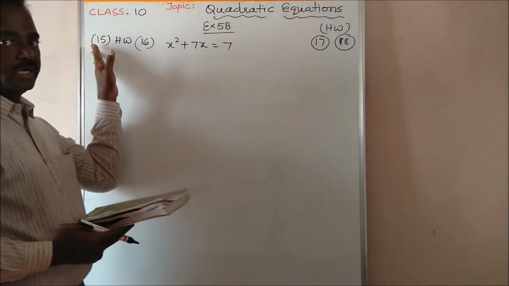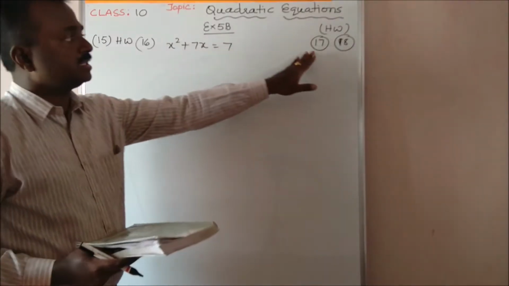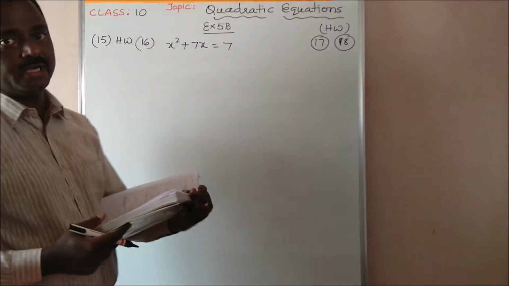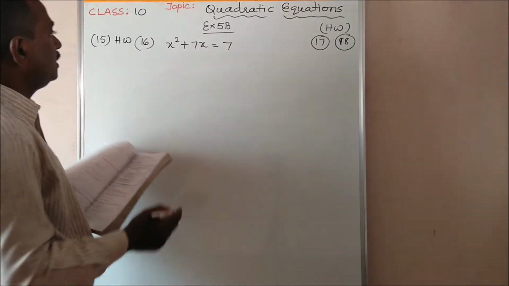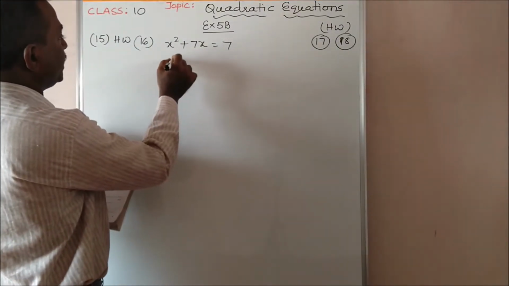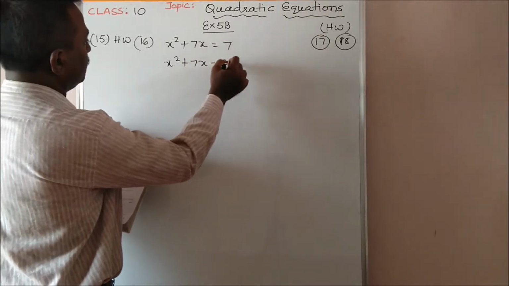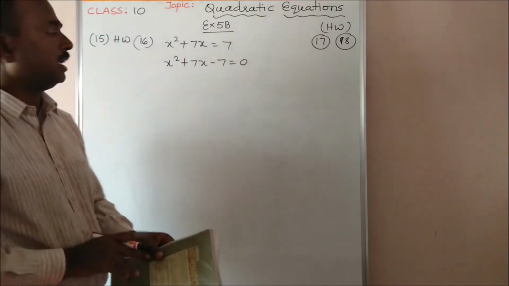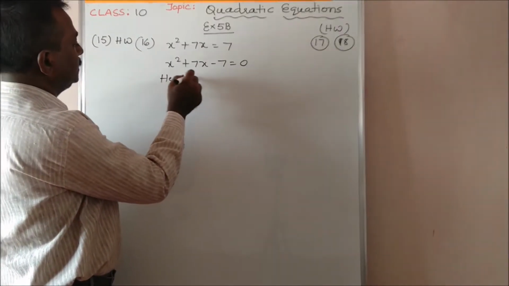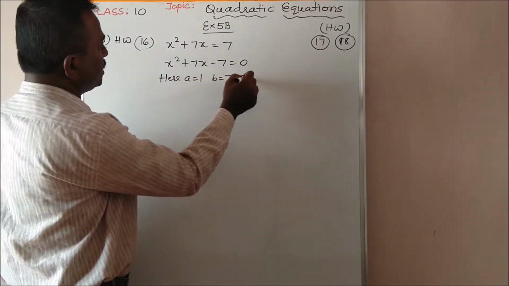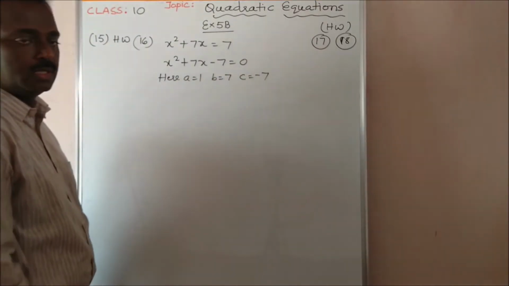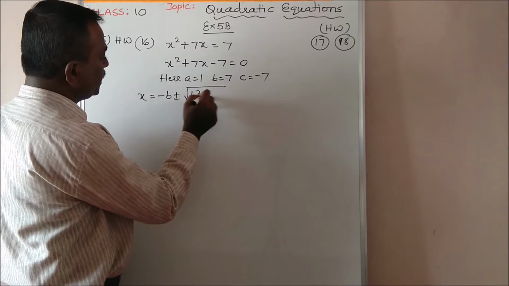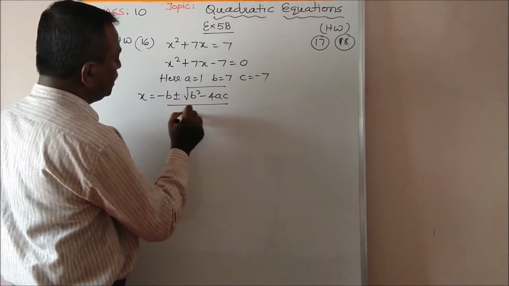So 15th is homework, 16th I am doing, again 17 and 18 are homework for you. Okay? So practice well, this is very, very important from the point of view of examination. So it is not in standard form, so you have to write it in standard form. This is now standard form, ax square plus bx plus c is equal to 0. Okay? Here a is equal to 1, b is equal to 7, c is equal to minus 7. So find the roots. x is equal to minus b plus or minus root of b square minus 4ac by 2a.